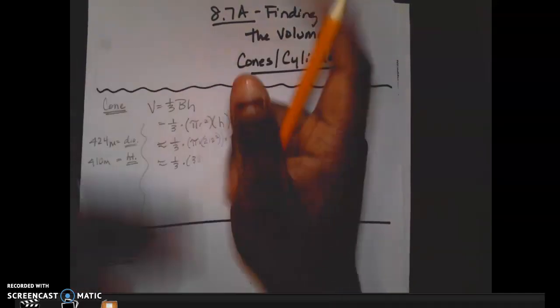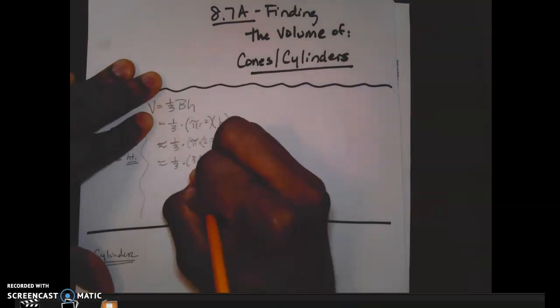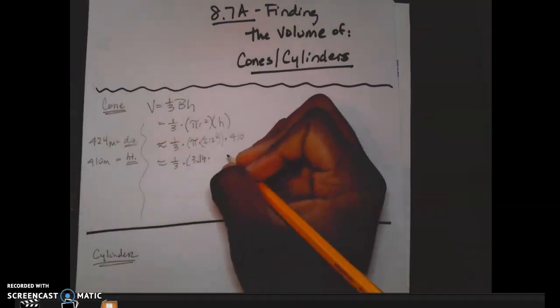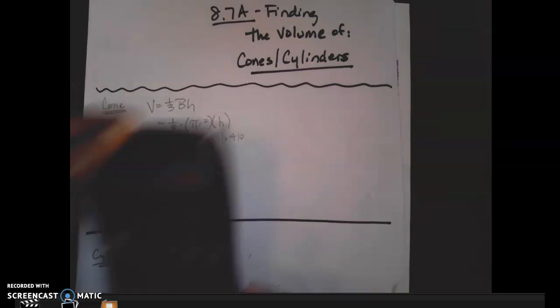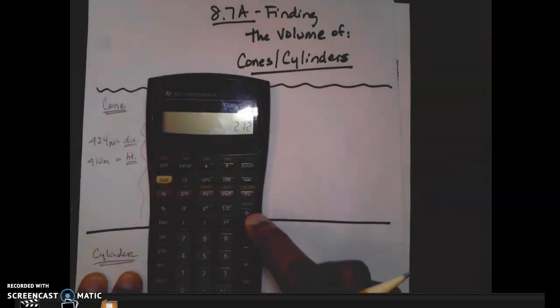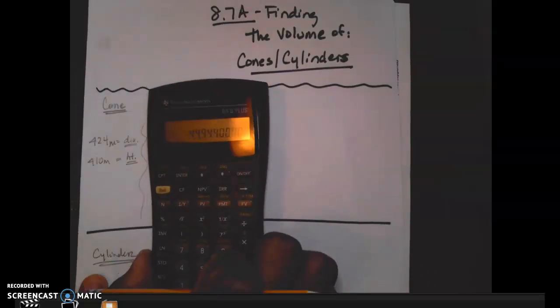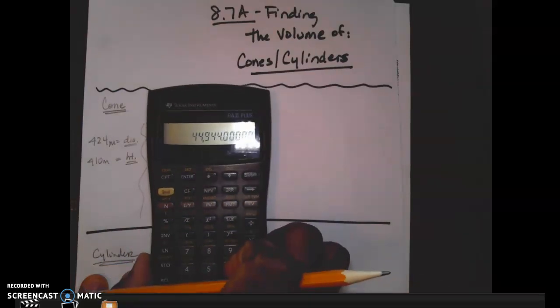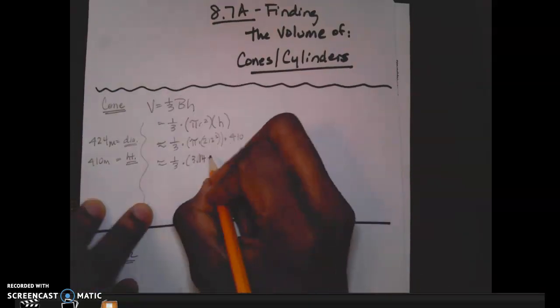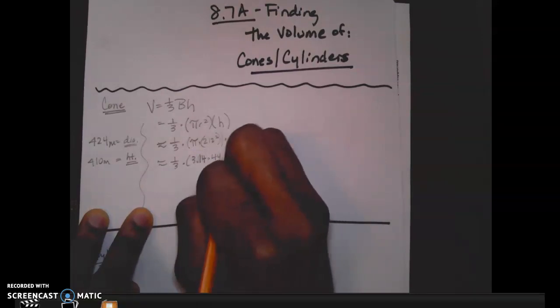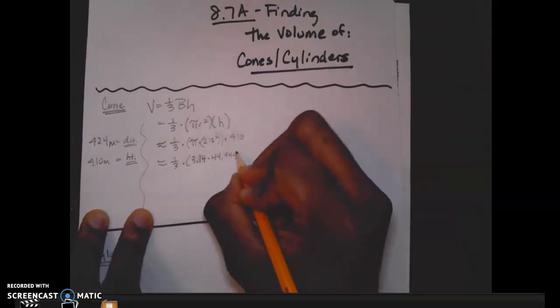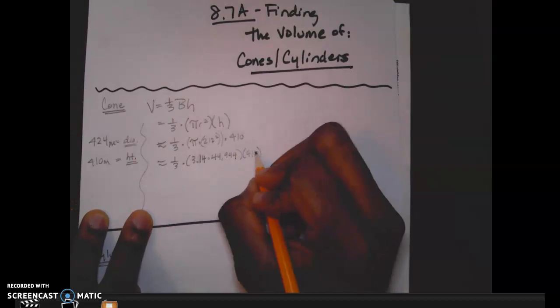Not having the best of luck with this pencil. Now, what is 212 squared? If I were to take my calculator, 212, square that, the number is going to be 44,944. Your calculator on your phone or your iPad should work just as well. So don't worry about that.